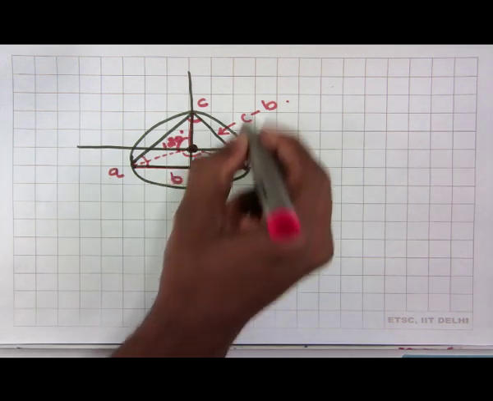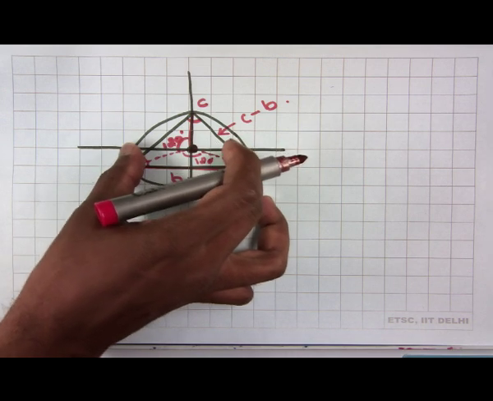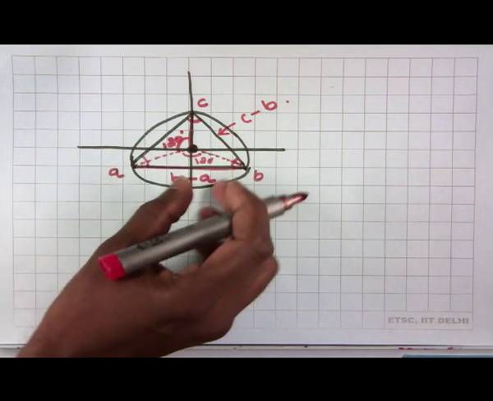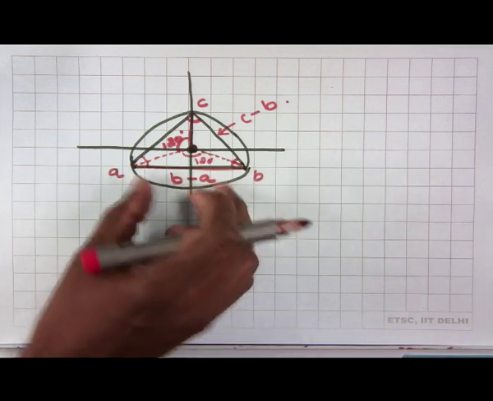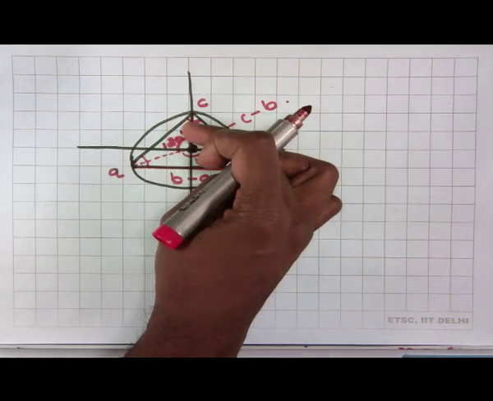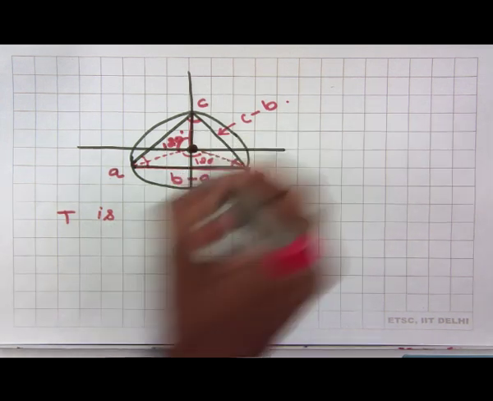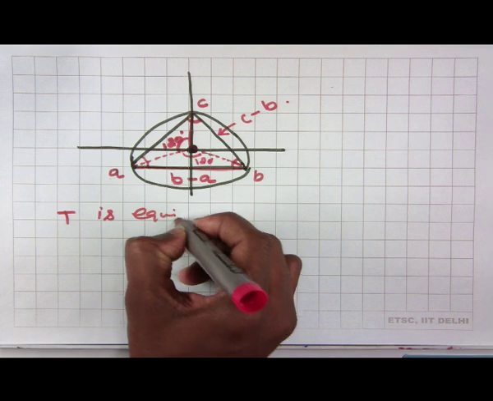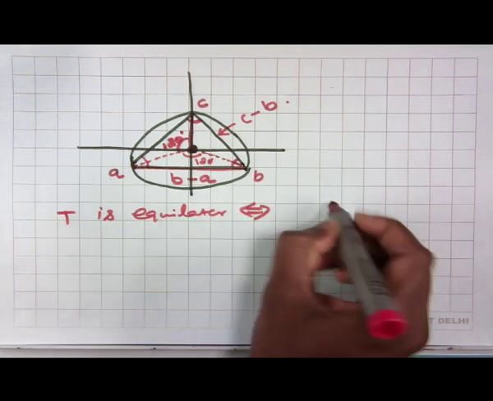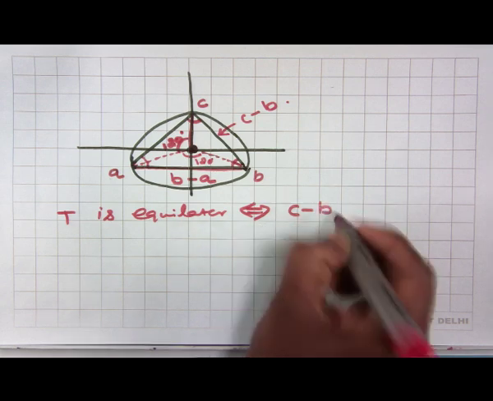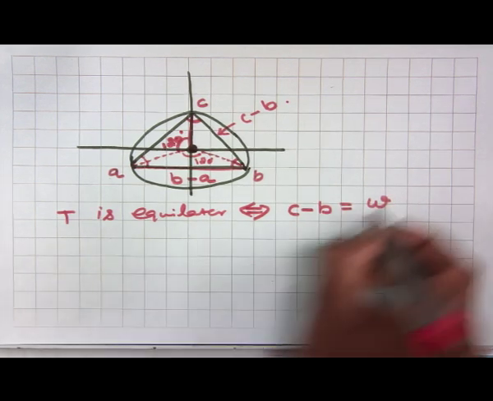So now this observation gives us that in fact it will be an equilateral triangle if and only if my side c minus b is achieved by rotating b minus a by 120 degree angle. Which means that the triangle T is equilateral if and only if we get our side c minus b by rotating, the rotation is nothing but multiplying by omega.